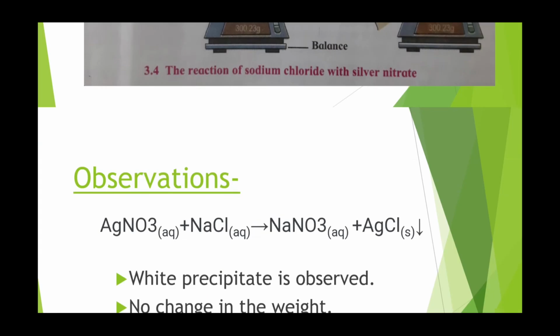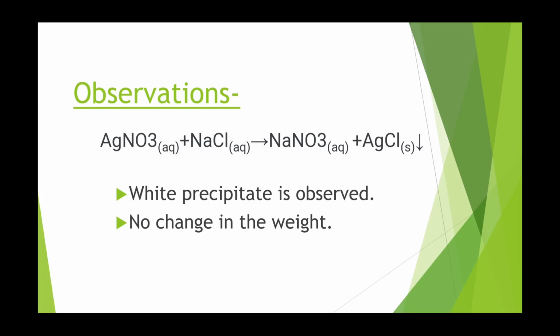So the observations are like this. The reaction is AgNO3, that is silver nitrate, plus sodium chloride, NaCl. It gives NaNO3, that is sodium nitrate, plus silver chloride. The physical states are mentioned there, and we can observe the white precipitate of silver chloride. So the downward arrow, as I told earlier, shows that a precipitate is formed, and hence the downward arrow is given there. The next observation is that a white precipitate is observed.